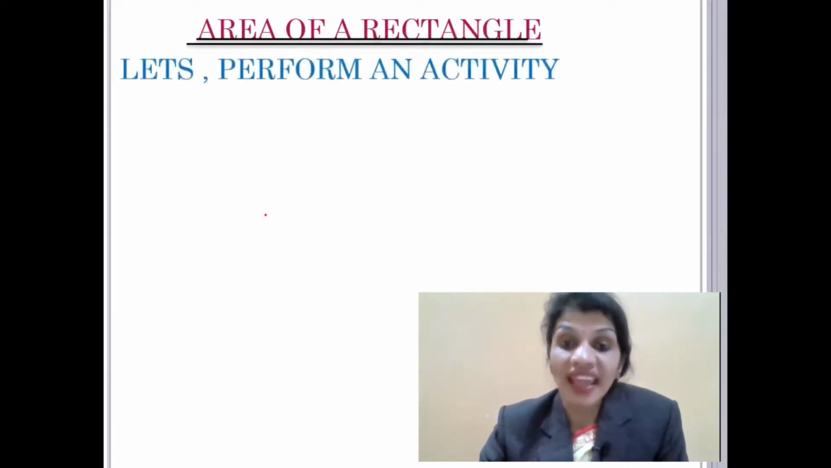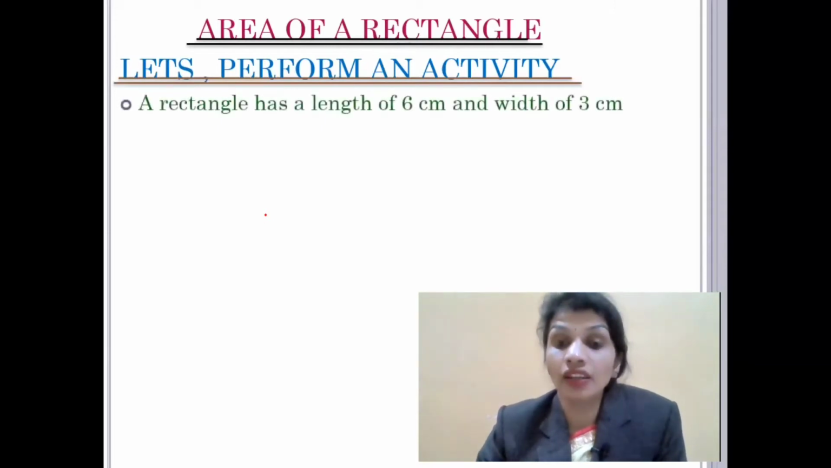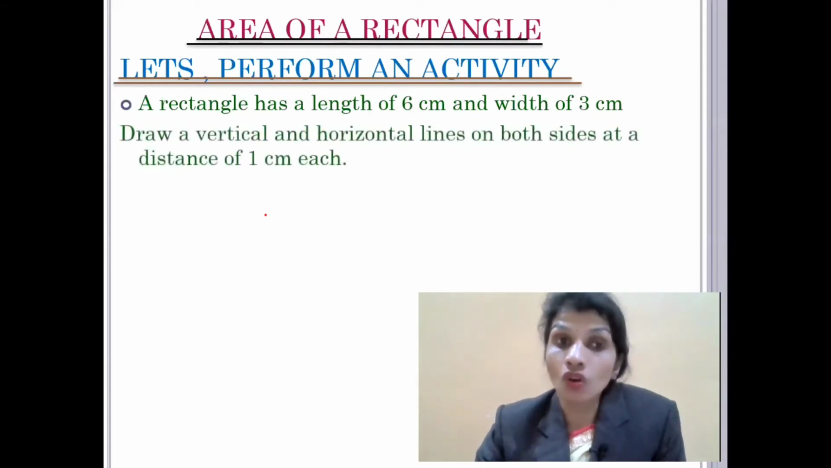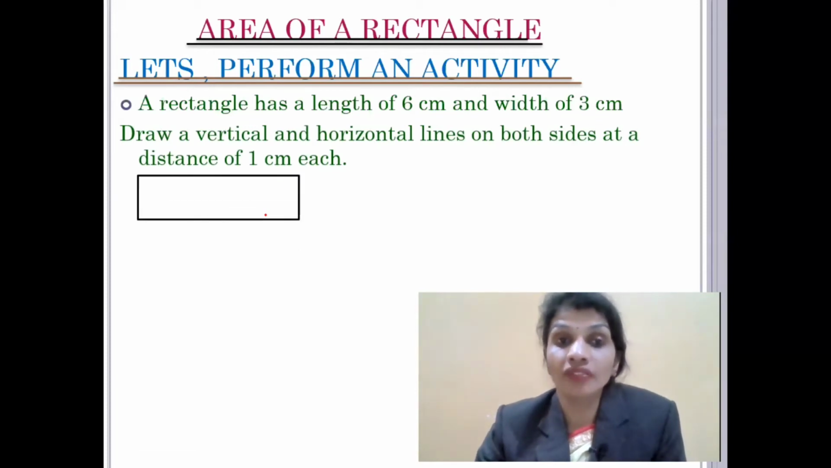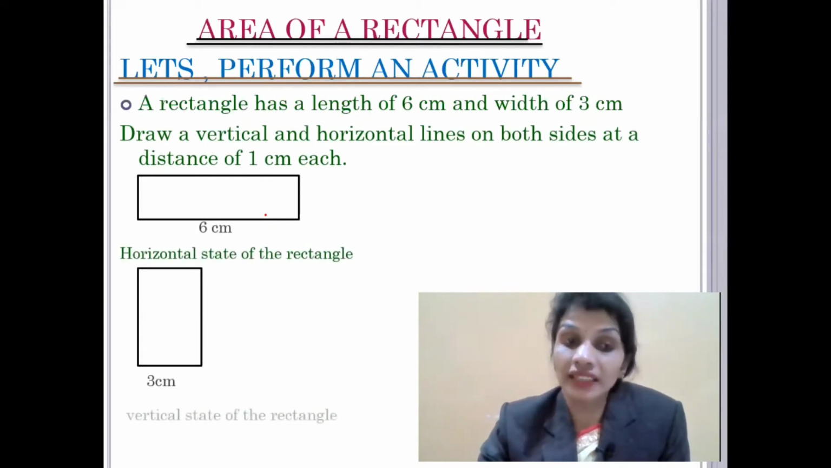Let's perform an activity. What are we going to do? We are going to take a rectangle of length 6 centimeter and width 3 centimeter. Now we are going to draw a vertical line and a horizontal line at a distance of 1 centimeter apart. See, I have taken one. Here it's a horizontal line, which is 6 centimeter. Now a vertical line which is equal to 3 centimeter.